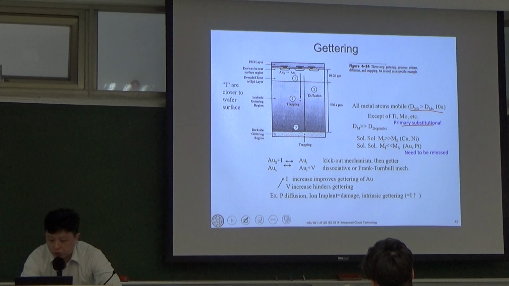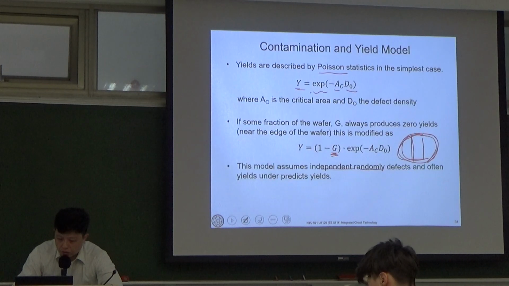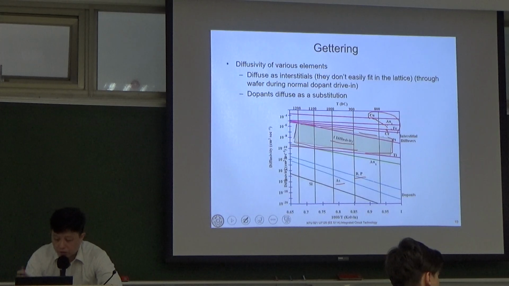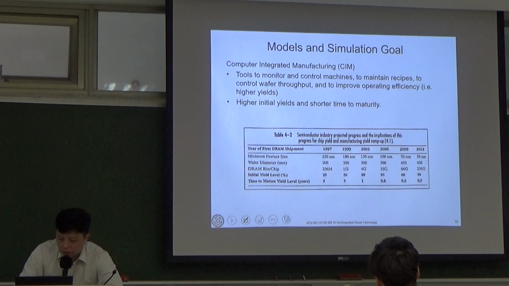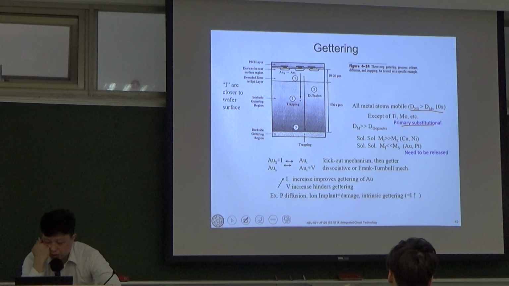And also from the previous figures that we just showed here, these figures are quite important because you can see these metals and all the I defects, they all move faster than your conventional dopant here. So they can quickly move to the trapped site. Those trapping sites will get this metal quickly.